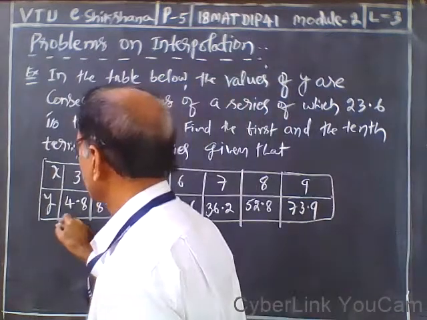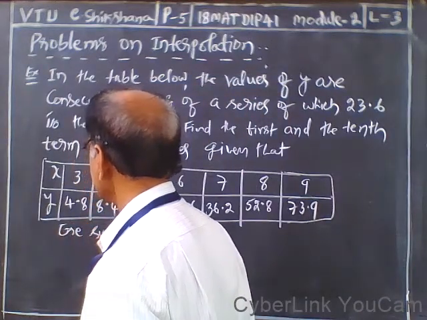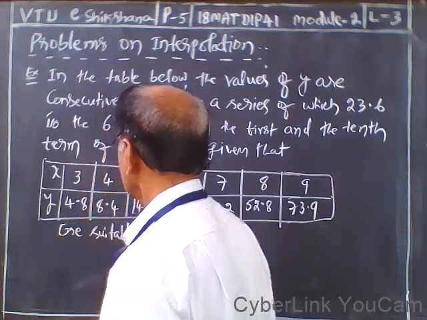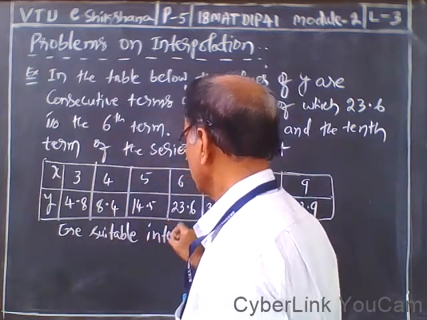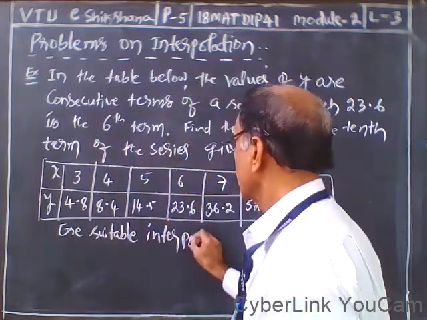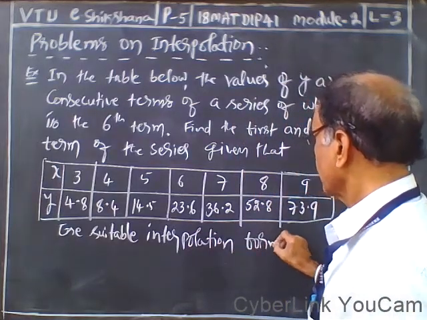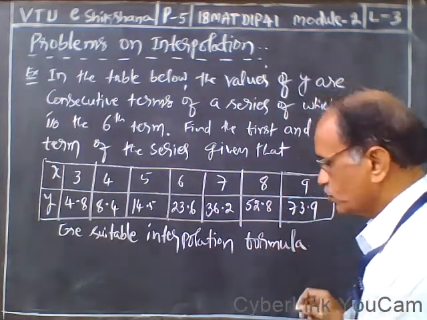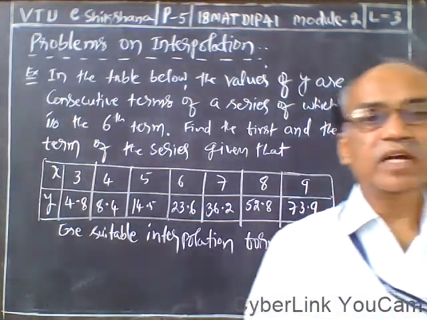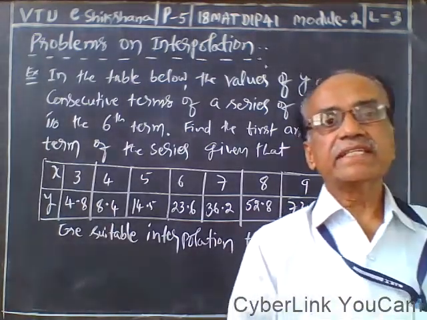are 3, 4.8, 4, 8.4, 5, 6, 7, 8, 9, 14.5, 23.6, 36.2, 52.8, 73.9. Use suitable interpolation formula. The problem is like this.